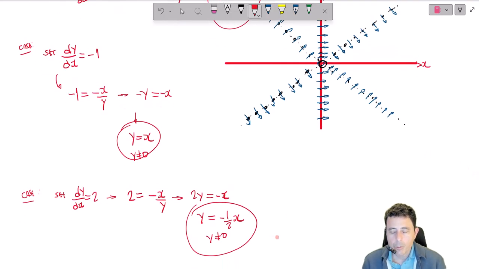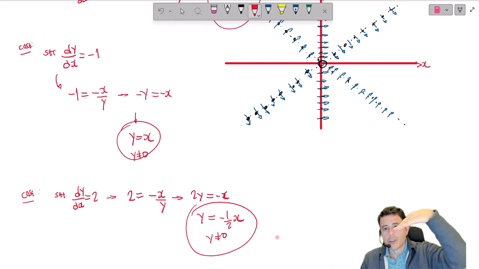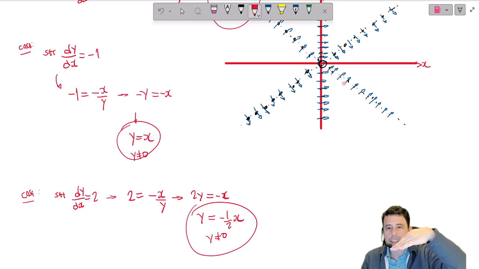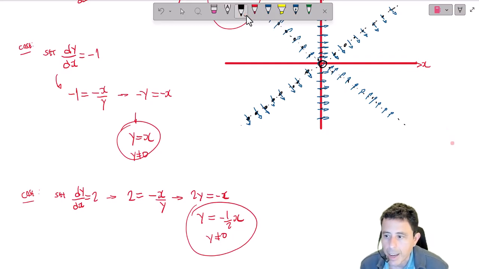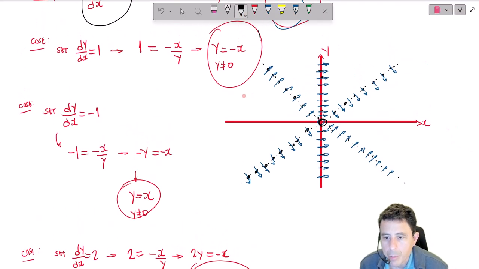Well, negative 1/2 x is also a line that goes down, but it's not as inclined as this one here. So the slope is negative 1/2, so it's a little bit less inclined. So that would be this line here. So the angle is less inclined.